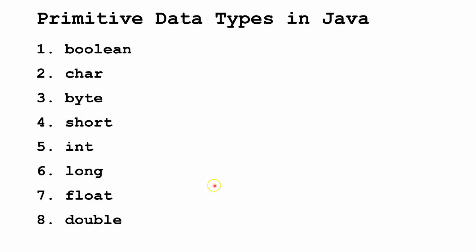Let's start by reviewing the 8 primitive data types in Java: Boolean, char, byte, short, int, long, float, and double. To learn more about primitive data types in Java, please click on the link in the upper right-hand corner of the screen. We're going to have some examples in the next part about how to compare values of these data types.